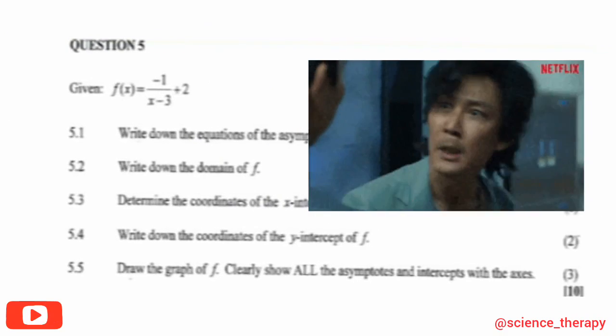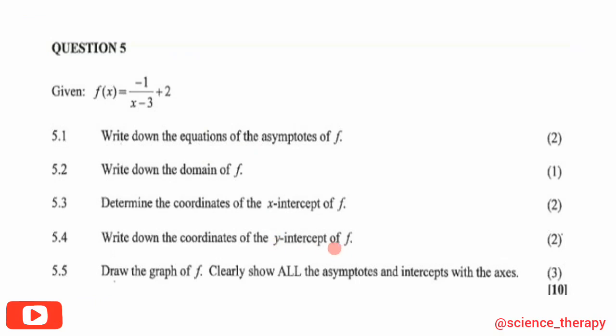Now 5.5 says draw the graph of f, clearly show all the asymptotes and intercepts with the axes, for 3 marks. So we must show the asymptotes and the intercepts with the axes. Every time you want to draw a hyperbola graph, the best thing to do is to start with the asymptotes. So we have our Cartesian plane. Then remember, we have the equations of the asymptotes. We had x is equal to 3. So 1, 2, 3, we'd have it somewhere here.